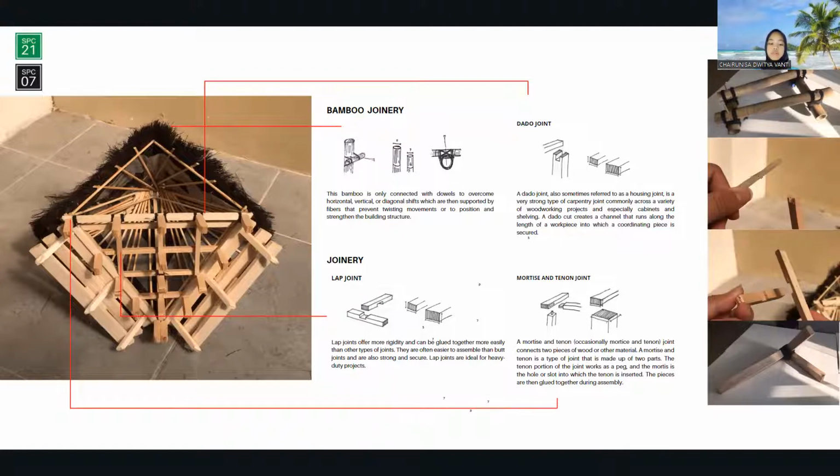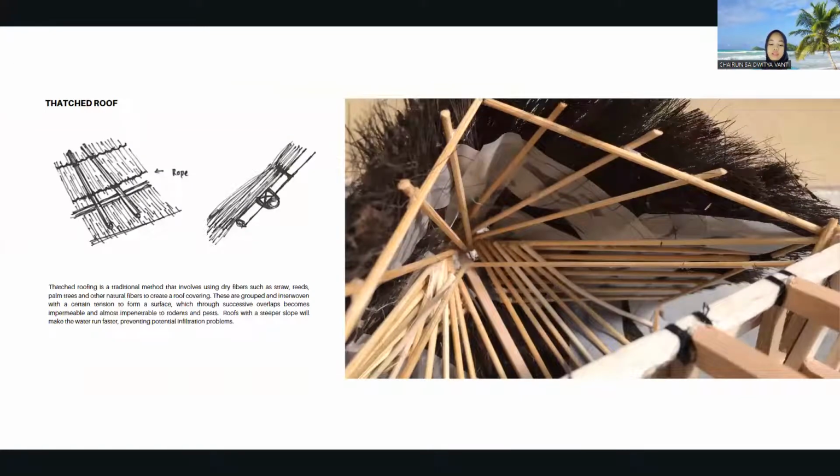The third one is a lap joint. It's more rigid and easier to assemble, and it's ideal for heavy duty construction such as a floor platform. The mortise and tenon joint works as a peg and slot, which keeps a panel inserted inside of it, and they hold each other.